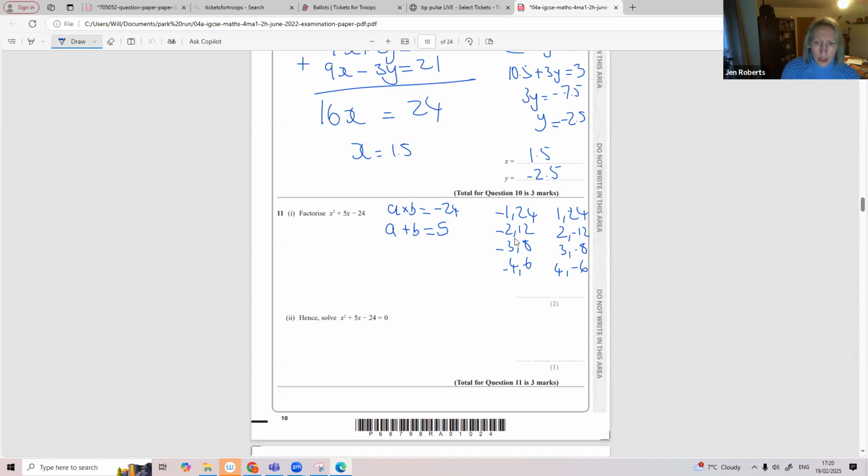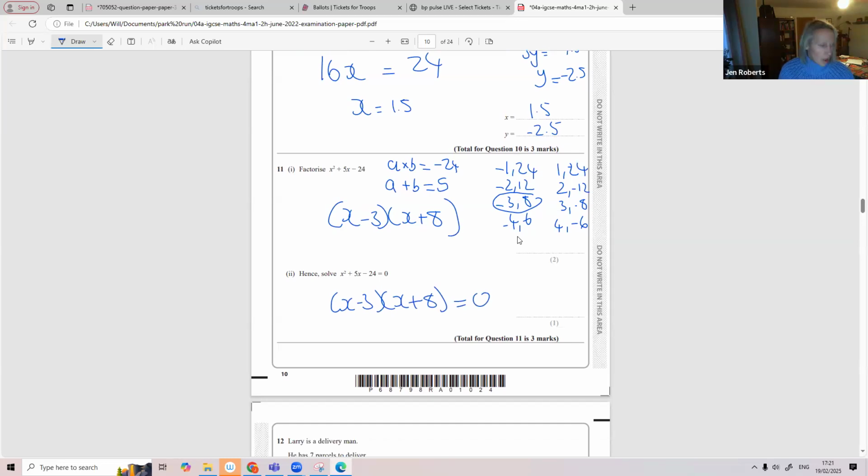Now, which combination of these add to get 5? Well, it's minus 3 and 8. So x minus 3, x plus 8. Hence, solve this equation. I've factorized it already. I need these two brackets multiplied to get 0. Either that first bracket equals 0, in which case x is 3, or that second bracket equals 0, in which case x is minus 8.